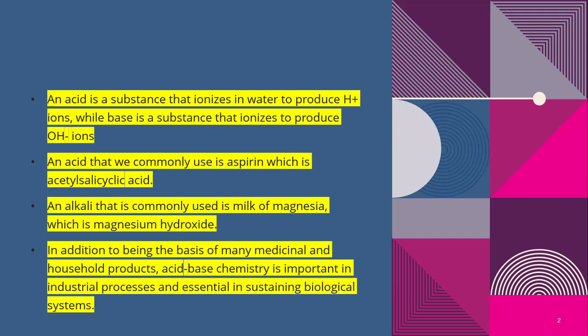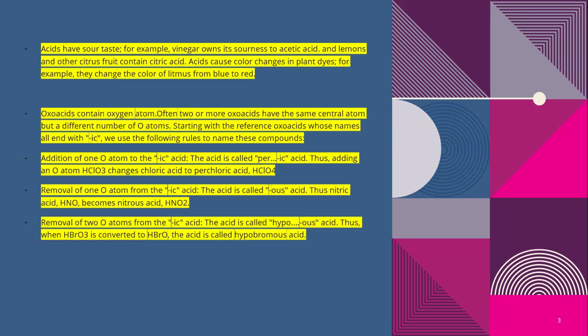In addition to being the basis of many medicinal and household products, acid-base chemistry is important in industrial processes and essential in sustaining biological systems. Acids have a sour taste. For example, vinegar owes its sourness to acetic acid, and lemons and other citrus foods contain citric acid. Acids cause color change in plant dyes. For example, they change the color of litmus from blue to red.